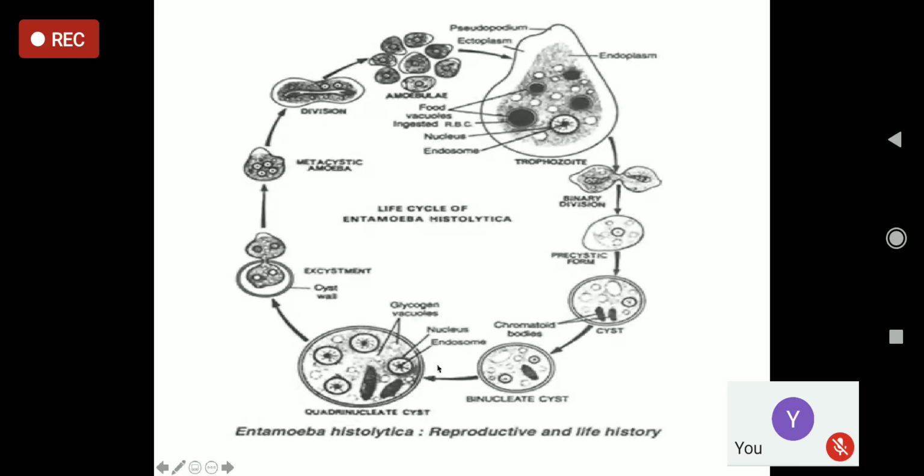And finally, this cyst wall gets ruptured, and with the rupture of this cyst wall, the inner content of the cyst is released out. The process is called excystation. And with the release of this inner content, with the cytoplasmic content as well as the four nuclei, this is called the metacystic amoeba. Okay.